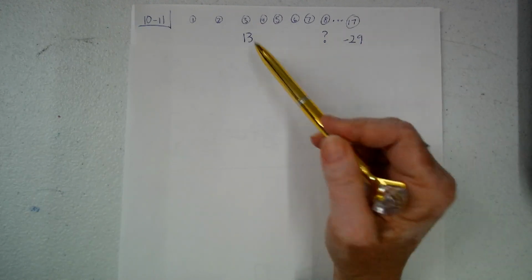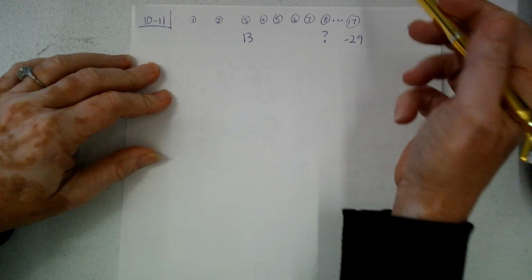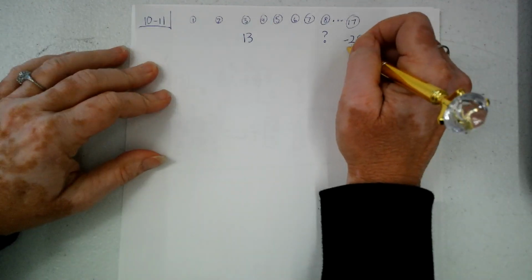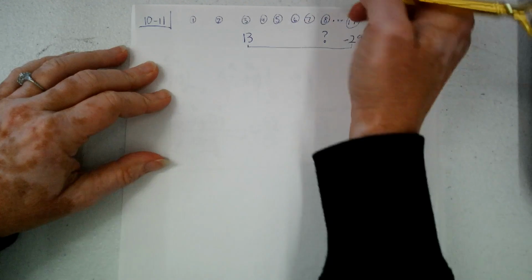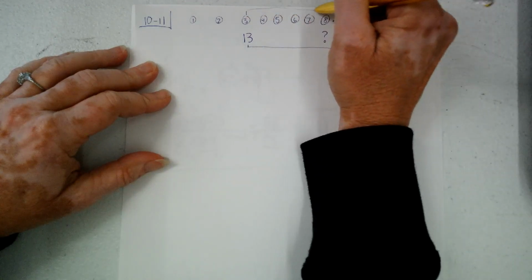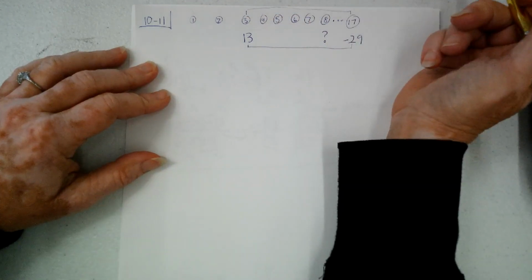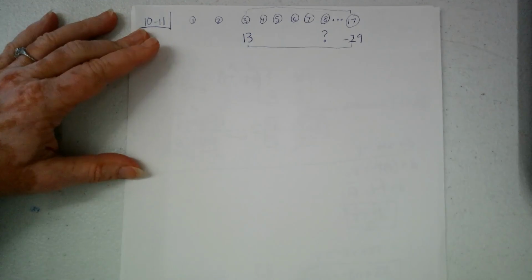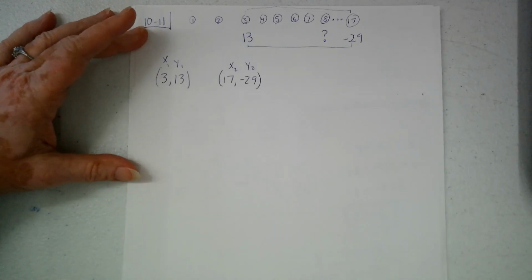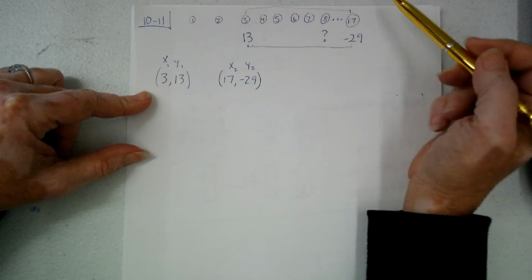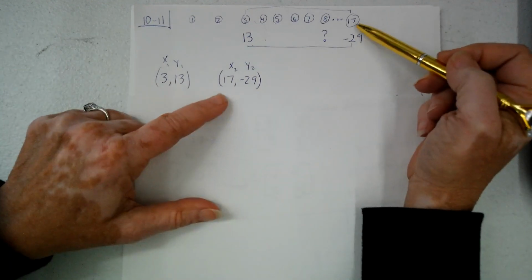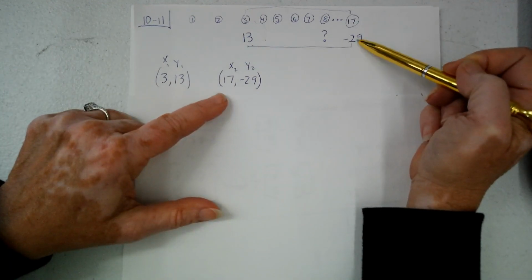I looked at it, and at first I was just going to try to figure out what's the difference between these two. Then I thought it would be easier to just write them as ordered pairs. So I wrote this one as (3, 13) and this one as (17, negative 29).